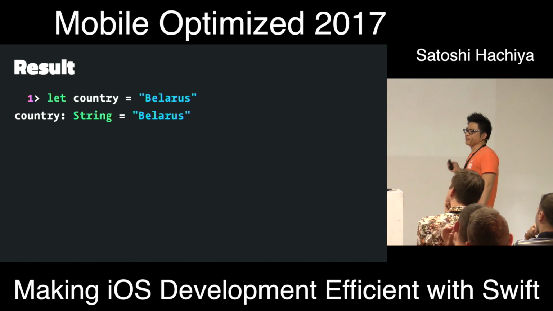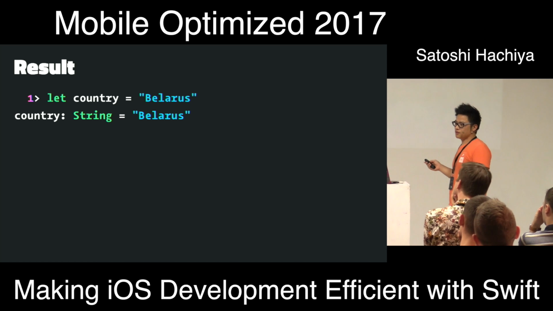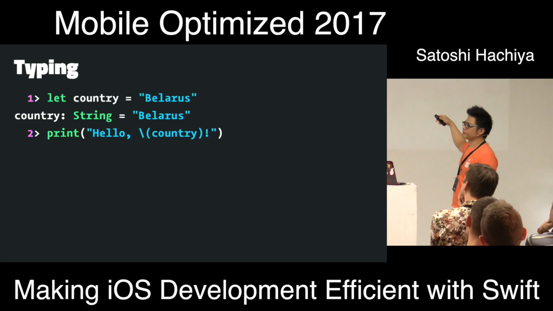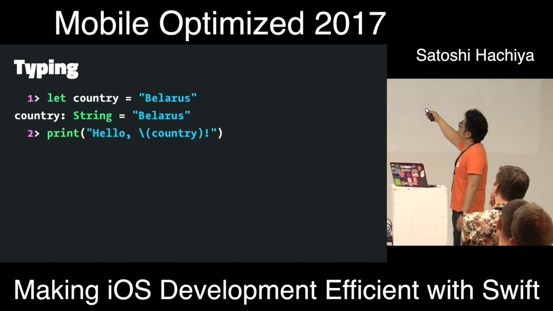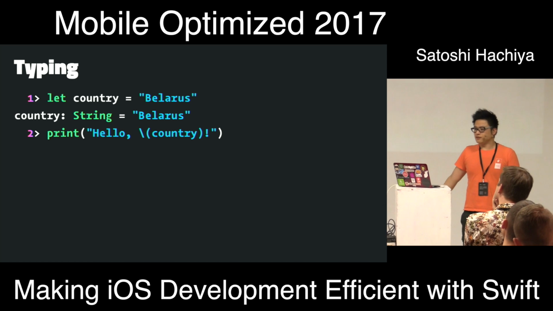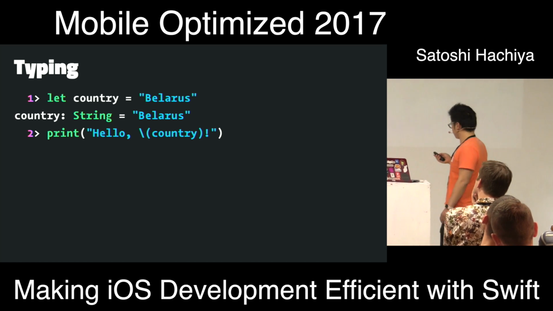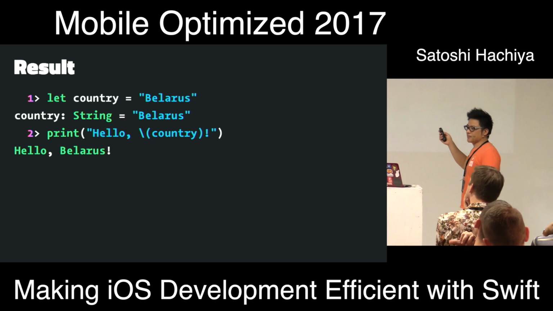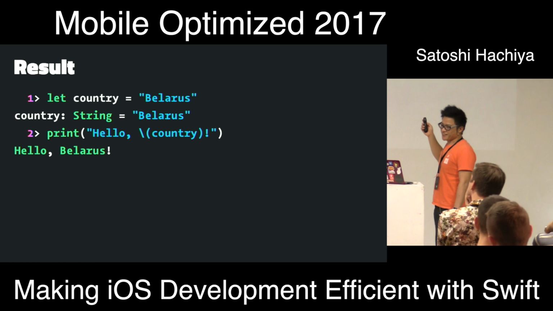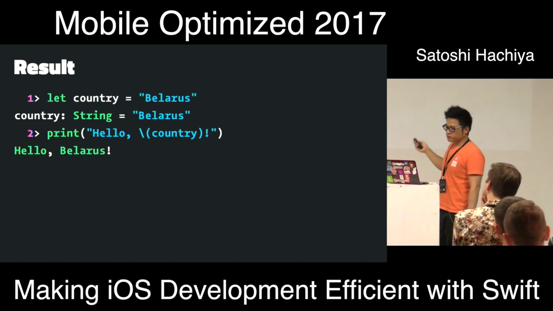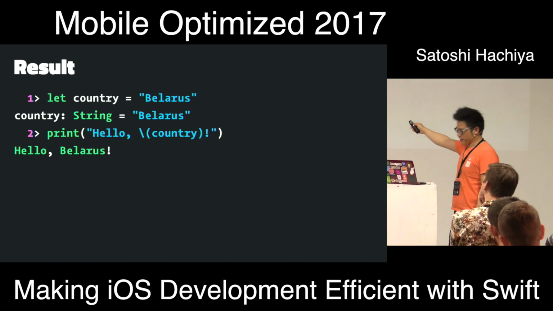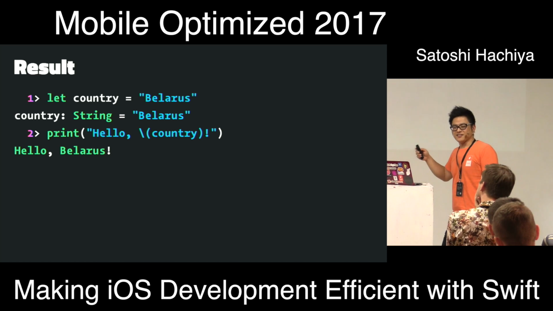First, initializing the value Belarus. Then, the value of country is shown. The type of country is assigned as String, assigned by type inference. Next, I use the print function to print this value. The example is very simple. Then, hello Belarus is printed. By the way, how can I say Belarus in English exactly?